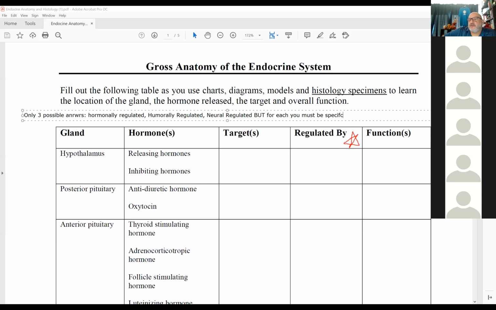What branch of the nervous system tells the adrenal gland what to do? Sympathetic nervous system, exactly. We'll go through this list together, but I want you thinking about this weekend. So as you look at these hormones, think of what their targets would be, think of what the functions are, think of how they're regulated. Like I said, it's okay if you don't have the answers to all of them. We're going to go through it together.